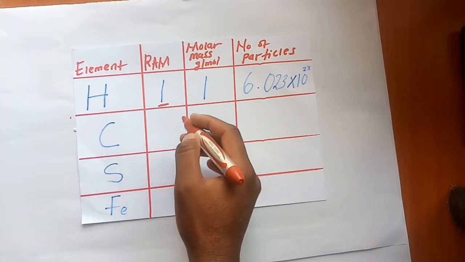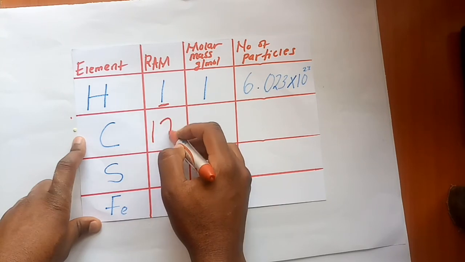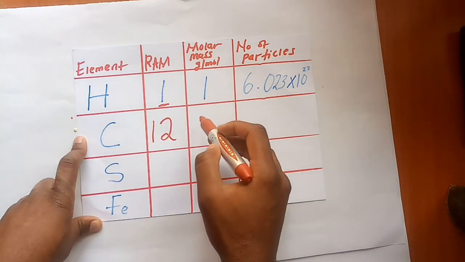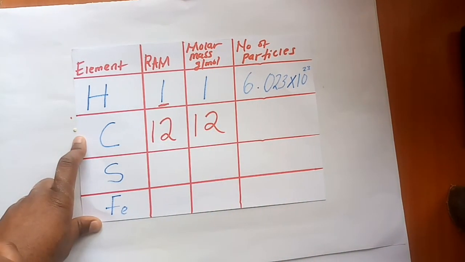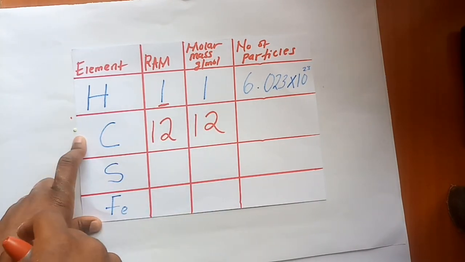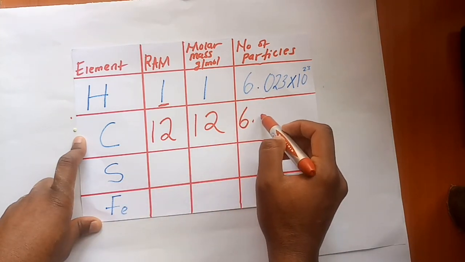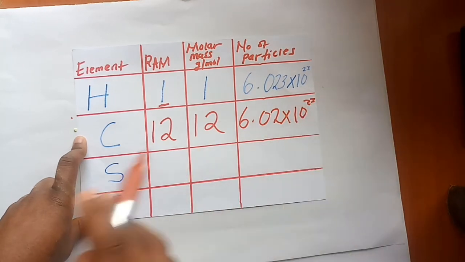Let me give you another example. We have carbon. The RAM of carbon is 12. What is the mass of 1 mole of carbon atoms? As you guessed, 12 grams. Why? The RAM gives you the molar mass, or the mass of 1 mole. How many particles will be there? It is our big number, 6.023 times 10 to the power 23.